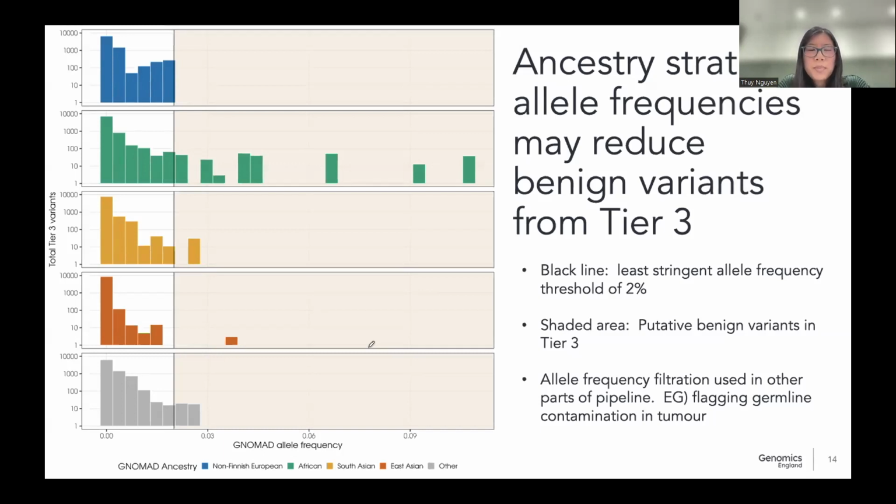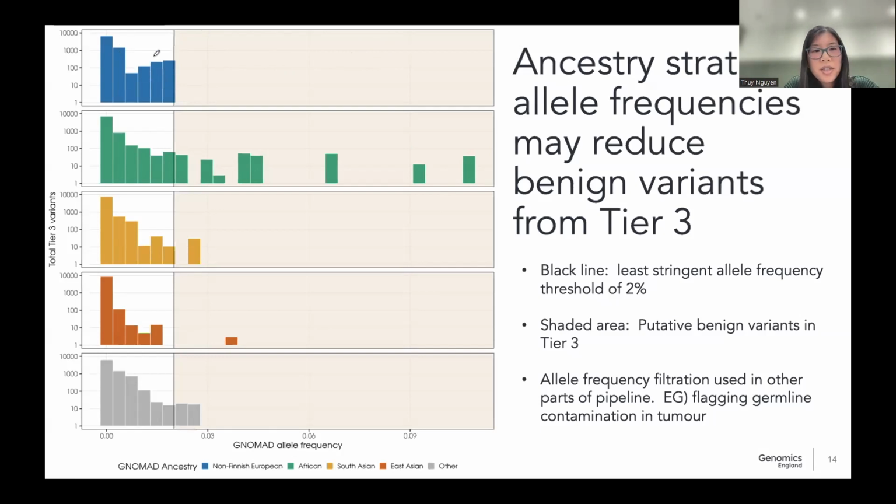So we've broken up the allele frequencies based on ancestry, and these are all from gnomAD. Each plot shows all the tier 3 variants as a histogram of allele frequencies. Here we're showing all the tier 3 variants in European ancestry allele frequencies. And this black line over here is one of the thresholds used in the filtration. There are quite a few thresholds used, and we're showing the least stringent threshold. The pink shaded area indicates all the variants that would be thrown out using this threshold.